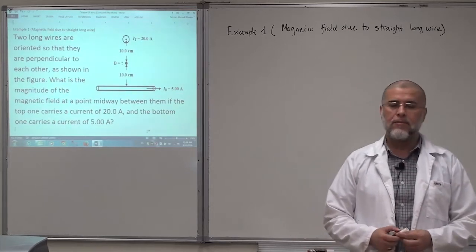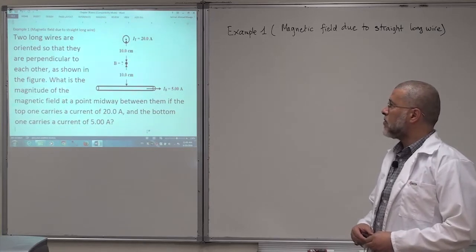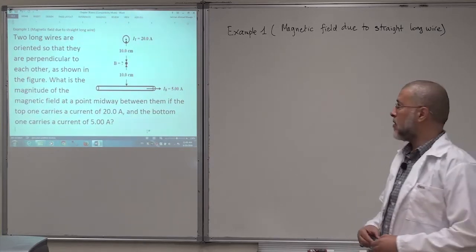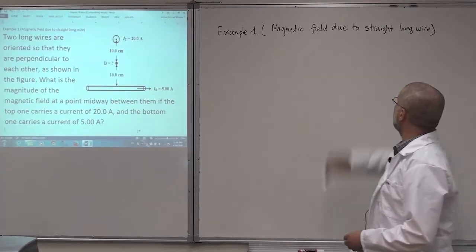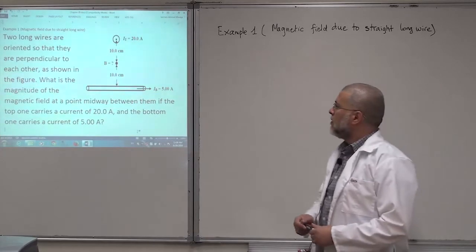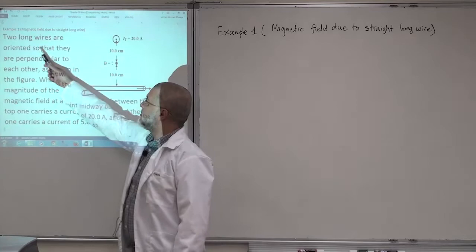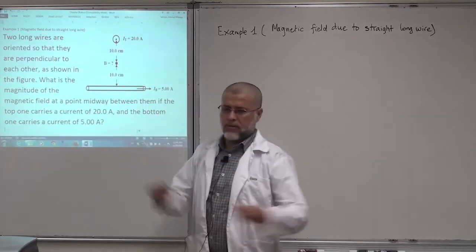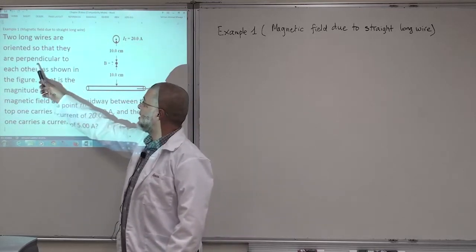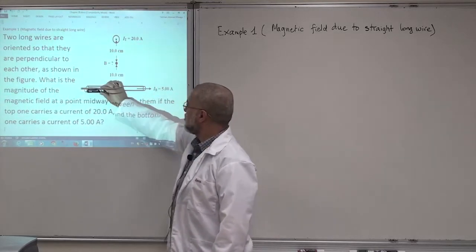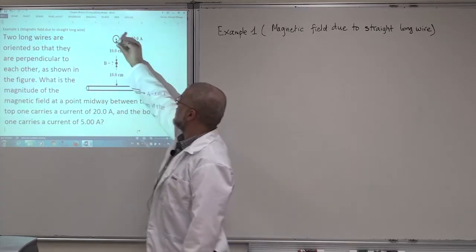Bismillah ar-Rahman ar-Rahim. Now we are going to practice some examples just to show you how problem solving techniques related to the concepts of magnetic field due to a straight long wire. So this example says that two long wires, and the word long is important, they're actually very long wires, are oriented so that they are perpendicular to each other. So this wire here is in this plane, and this wire is coming out.